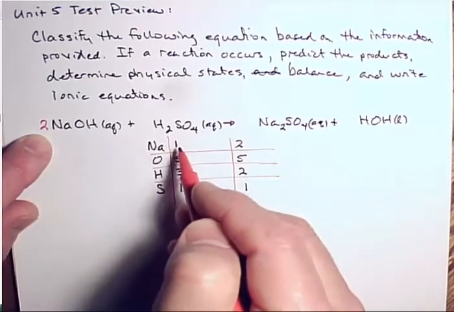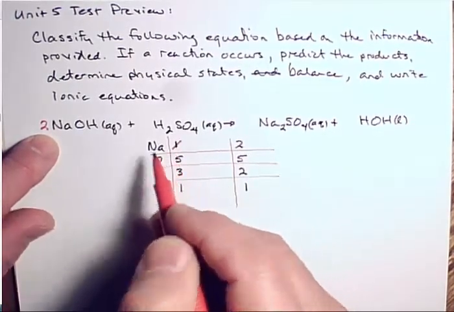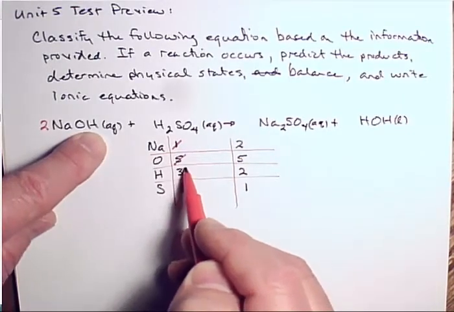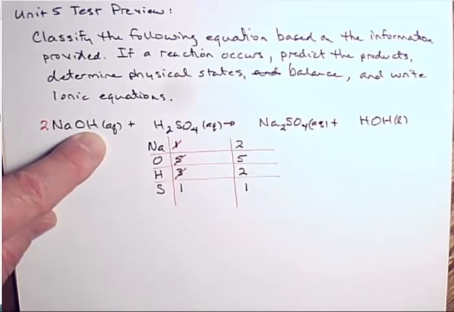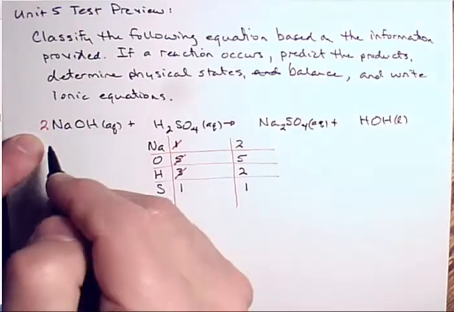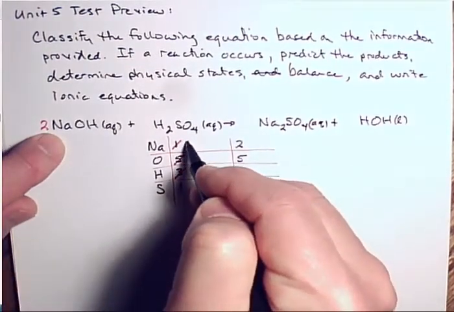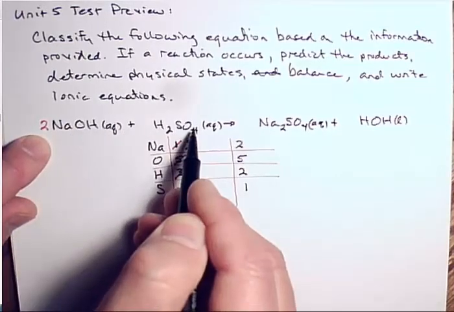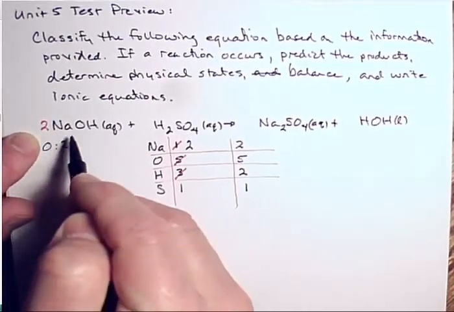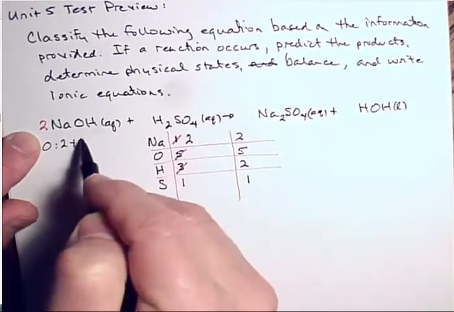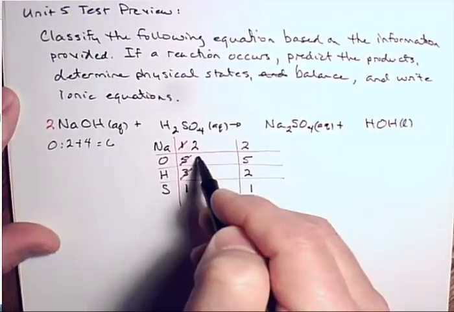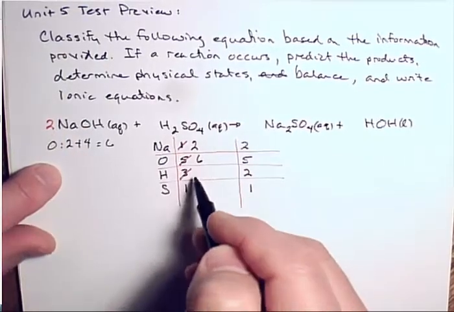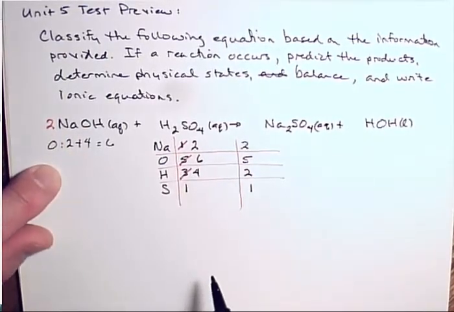So let's cross through the 1 for the sodium and the 5 for the oxygen and the 3 for the hydrogen, because we're going to change those numbers because of this coefficient. This coefficient means I now have 2 sodiums, and I have 2 oxygens here plus the 4 over here, so I currently have 6 oxygens. Okay? Now I have 2 hydrogens here and 2 here, so I have 4 hydrogens.